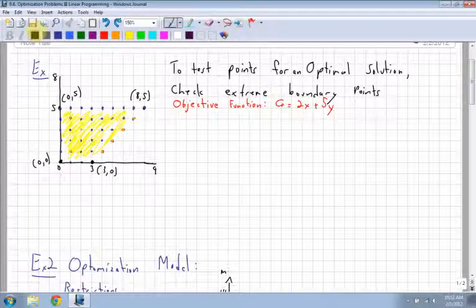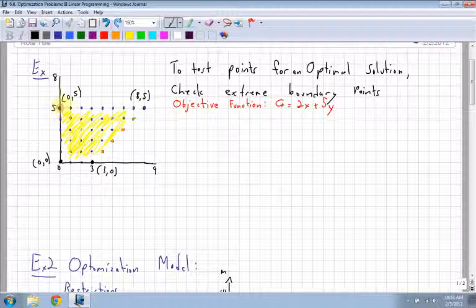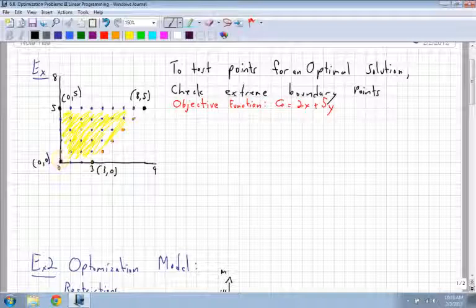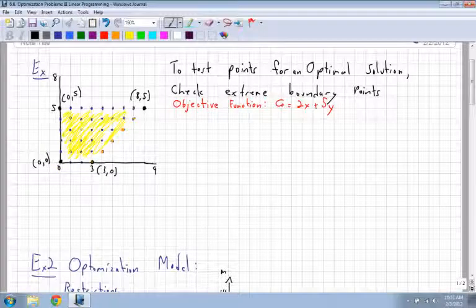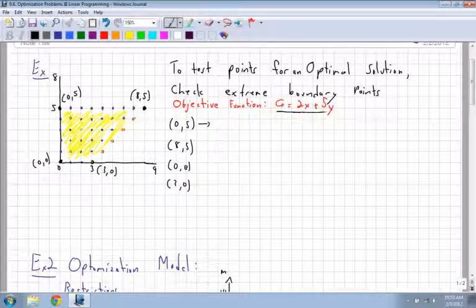So to test for an optimal solution, basically what you want to do is check your extreme boundary points in your region. In this region, taken from your book on page 341, your extreme points are (0, 5), (8, 5), (0, 0), and (3, 0). And what you want to do is check each one of those in your objective function.